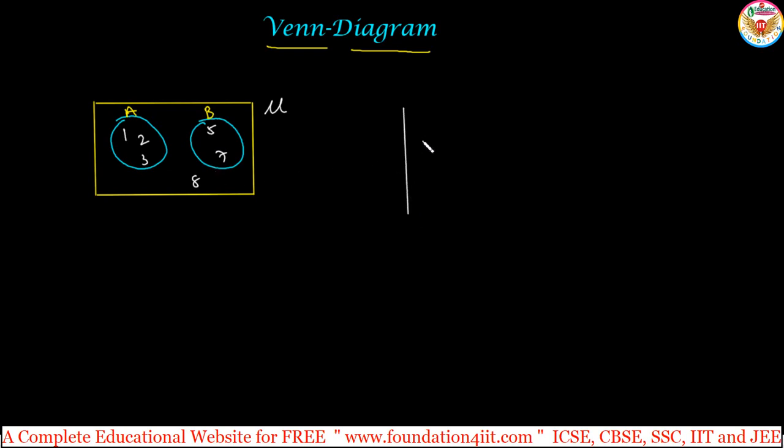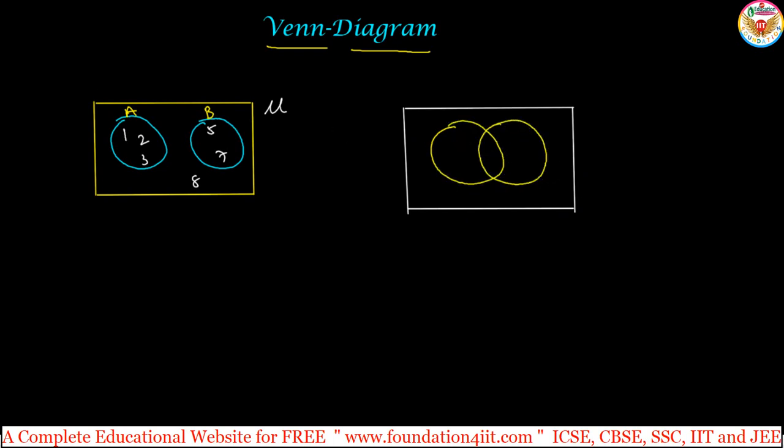If you want to join two sets, that means there should be some common elements. If any element is common, we can join the sets in this way. Which is the common one? In this common place. The universal set is this. Set A has 1, 2, 3, set B is 3, 5, 7, and 3 is the common element, so the common element should be in this region. This is how we represent joint or disjoint sets.